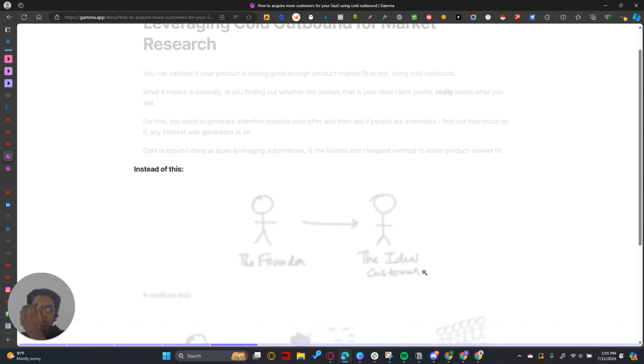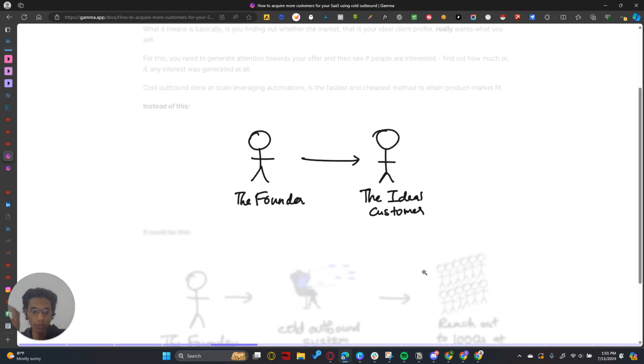Right? Usually, when people do market research, this is how they do it. Right? It's a one-by-one approach. You have to go and talk to people on a one-by-one manual basis, without any automations. So this is if you were not using any automations.